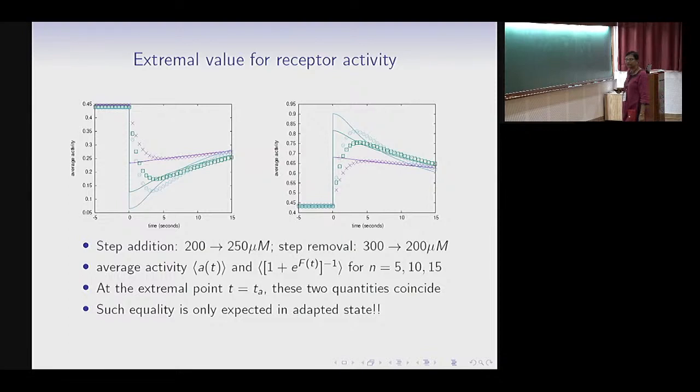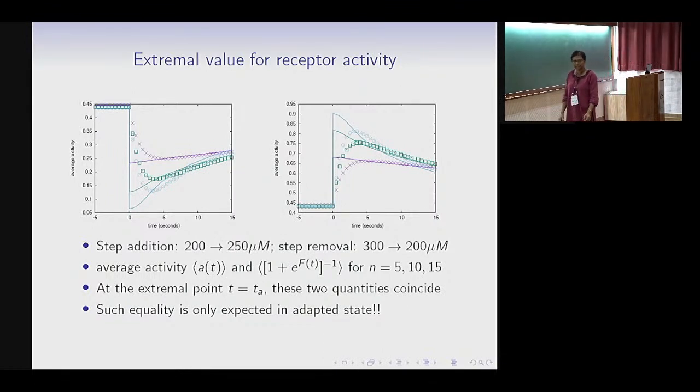So you see, the free energy is now also a function of time, because first of all, I have changed the ligand concentration suddenly, and after that adaptation happens because methylation now tries to catch up. So the free energy is also a function of time now. So I also measure this quantity, and these continuous lines are data for that. And these three curves are for three different cluster sizes, 5, 10 and 15.